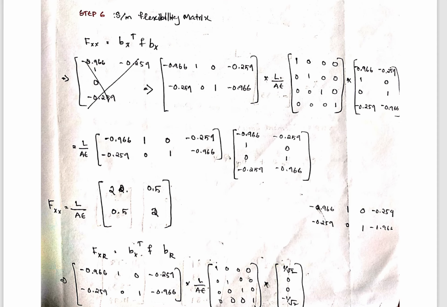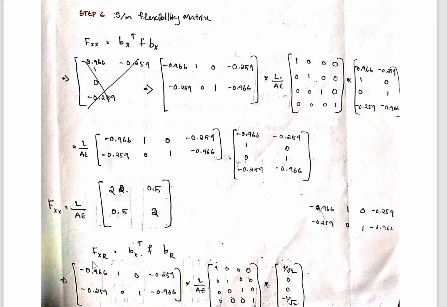Now let's find out the system flexibility matrix Fxx and Fxr. We know that Fxx is equal to Bx transpose into F into Bx. So this is our Bx transpose matrix. This is our element flexibility matrix small f, and this is again our Bx matrix. So substitute and we get Fxx is equal to L by AE times 2.5, 0.5, 0.5, 2.52. So these are the values of the Fxx matrix.